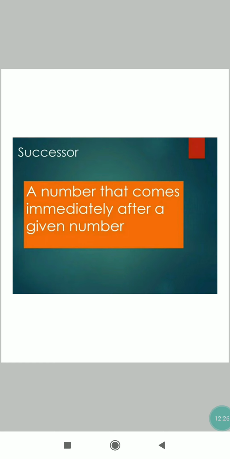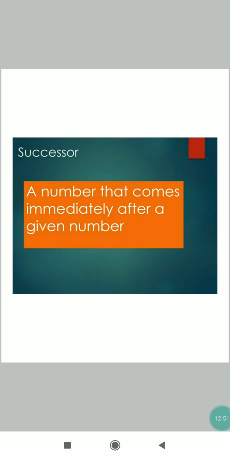After and before, we are knowing, student. After means the number which is coming after the number, which means the number which is given after that number, that you have to write. And before means the number which is coming previously, means before the number which is given to you. Okay, so here in successor we have to find out which number is coming after a given number.